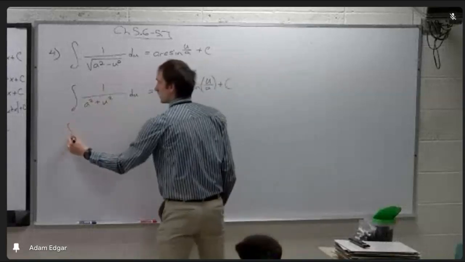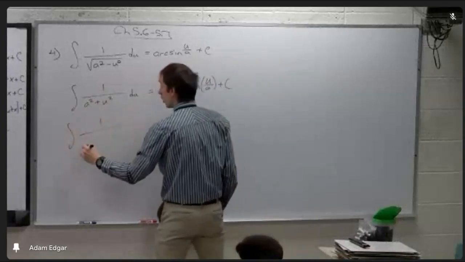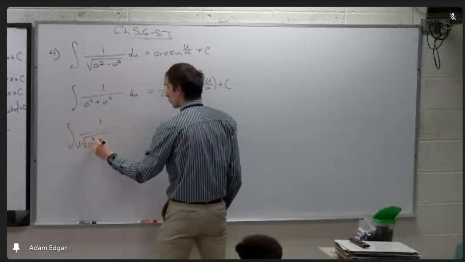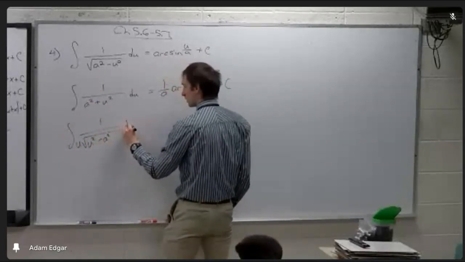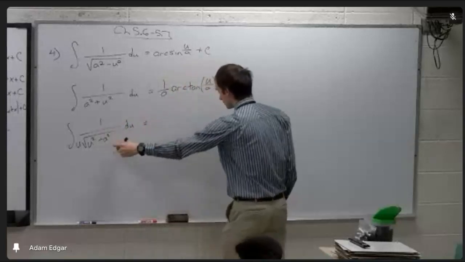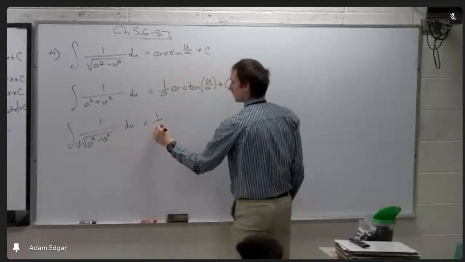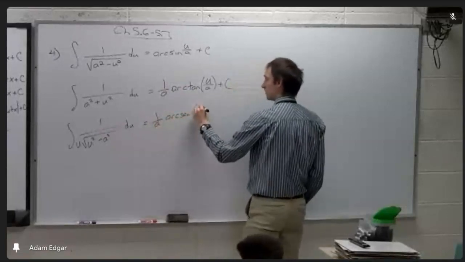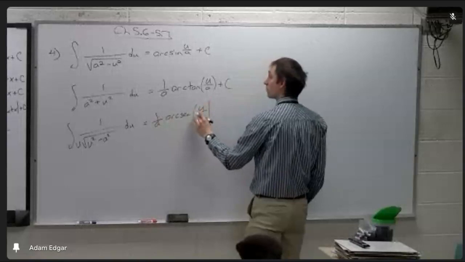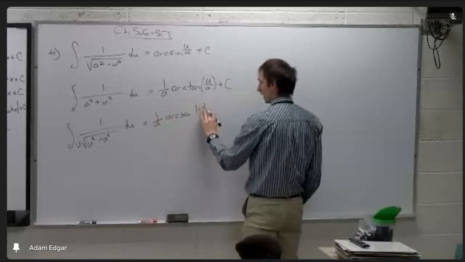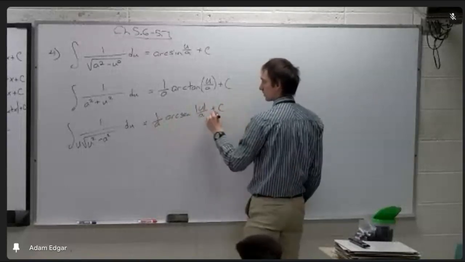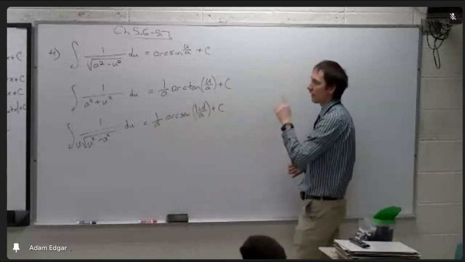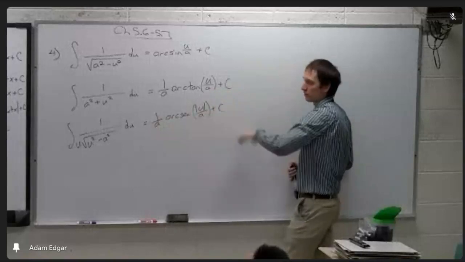And then the integral of 1 over u times the square root of u squared minus a squared du is 1 over a times the arcsecant of the absolute value of u over a plus c. I knew that one of these had an absolute value of u. I couldn't remember which one.